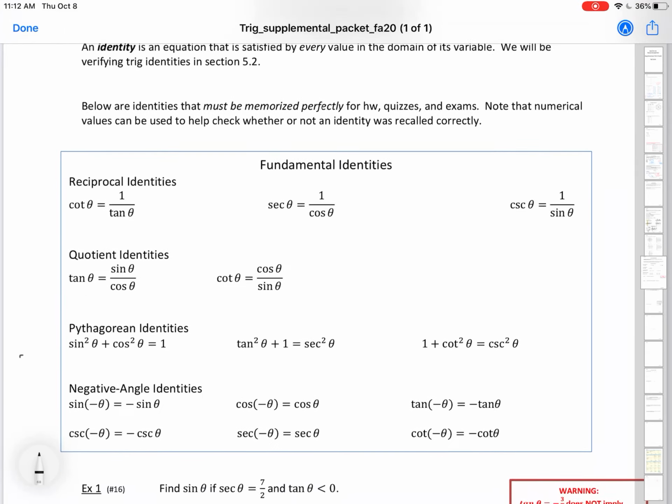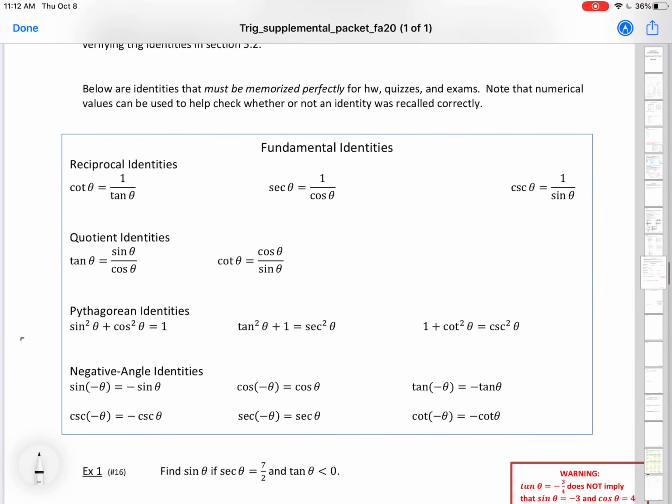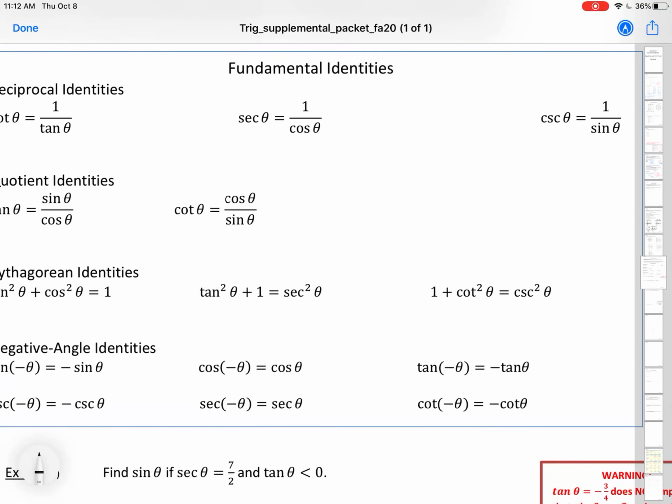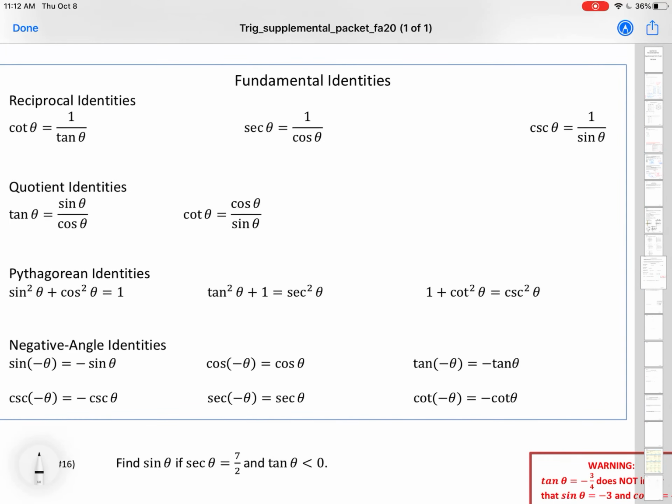Some of these identities you already know. You already know that cotangent is 1 over tangent. So I'm just going to focus on these fundamental identities here, make it bigger. We already knew that cotangent was 1 over tangent, secant 1 over cosine, cosecant 1 over sine. Sometimes those will help you in the sense of getting everything in terms of one trig function. Tangent could also be rewritten as sine over cosine, and equivalently cotangent can be written as cosine over sine.